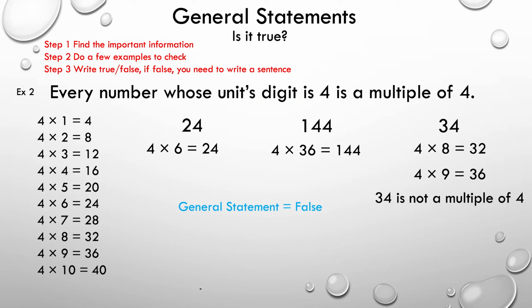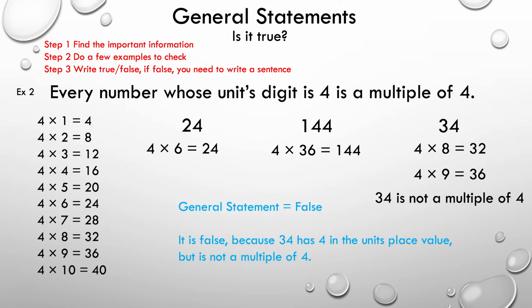Now, sometimes you get lucky and you find your counterexample in your first case, and then you're done. But other times you get unlucky and you find it in the second or third case or even higher. Once you find one, you're done. There's an infinite amount of cases to prove that it is false. For instance, if you thought of an easier one like 14 before you did 24 or 144, then great, you're done. But we still have to write down the sentence and say it is false because 34 has 4 in the units place value, but is not a multiple of 4.